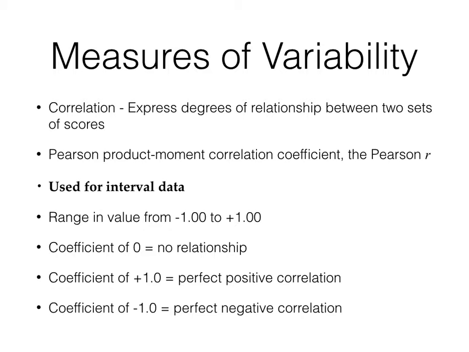So, measures of variability. Again, I'll refer you to your text for a more thorough and comprehensive discussion and description of these measures, but I will touch on some of them here in the lecture. The first one to consider is correlation, and this expresses the degree of relationship between two sets of scores. So it lets us know how similar or how closely related two sets of scores or two types of data are. This is often referred to as the correlation coefficient or the Pearson r.